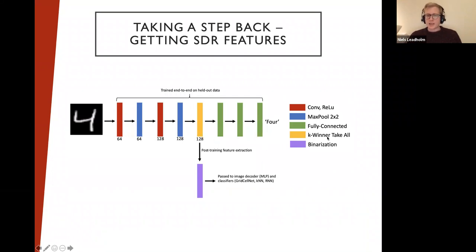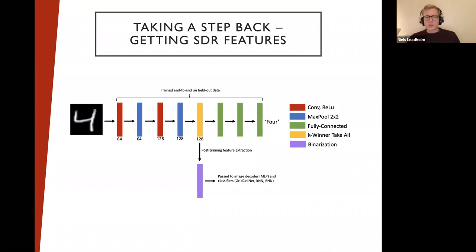But this CNN has a K-winner-take-all layer that enforces sparsity. After training is complete, the kind of images that are going to be fed to the other classifiers, so both grid cell nets, the network being shown here, but being shown in this kind of presentation, and also the comparison classifiers, k-nearest neighbor and recurrent neural networks. The images for those classifiers can be passed through the system after training, and the k-winner-take-all activity extracted and then binarized, at which point you have an SDR.